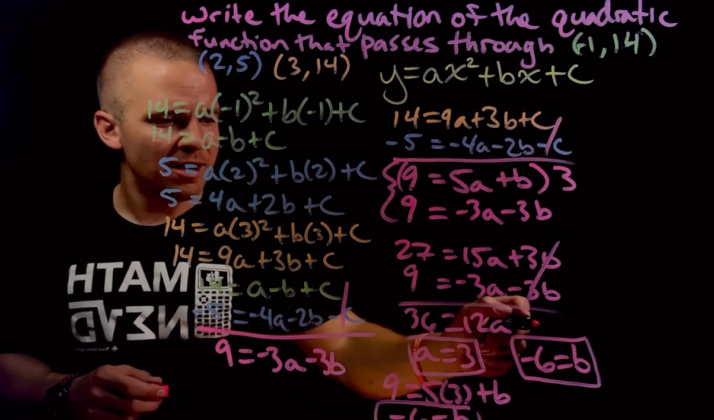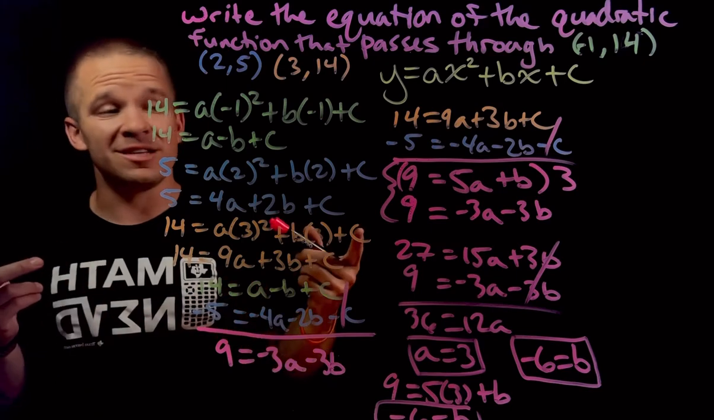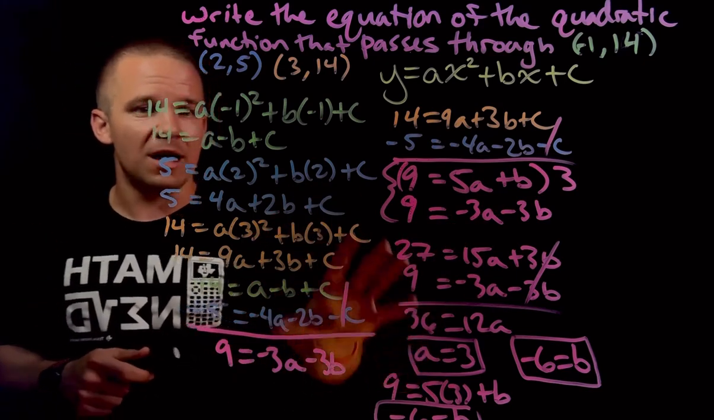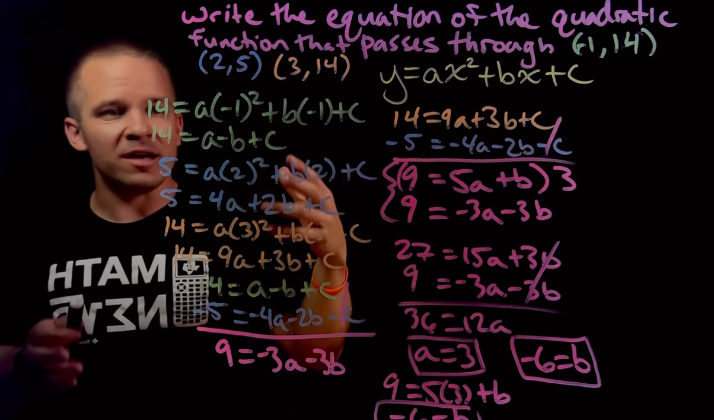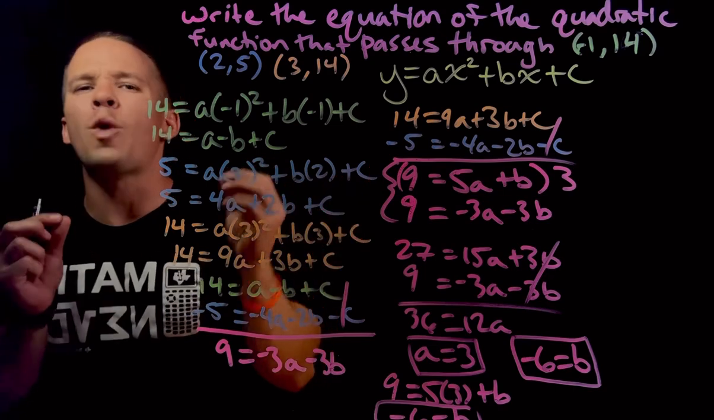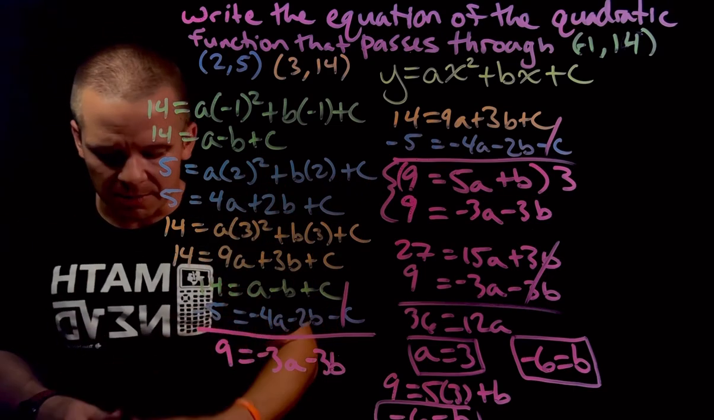All right. So I got A, I got B. I just need C, dogs. I just need C. Well, if I got A and I've got B, I got a whole bunch of equations here that have A's, B's, and C's. Look at this first one up here, that green one. C's chilling all by itself. It just wants to be solved, right? Okay, let's substitute it in there.